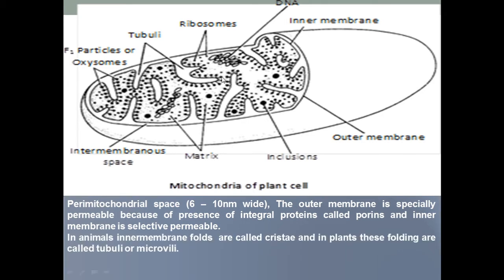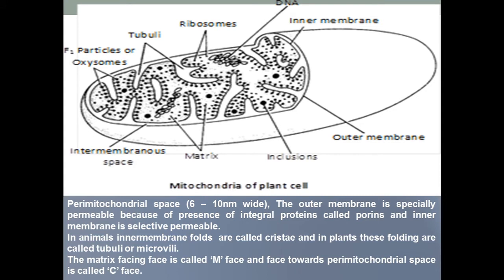Now, whatever these folds of the inner membrane are, they are known as cristae in animals, and in plants these folds are known as tubuli or microvilli. The foldings or invaginations of the inner membrane are known as cristae in animal cells, and tubuli or microvilli in plant cells.